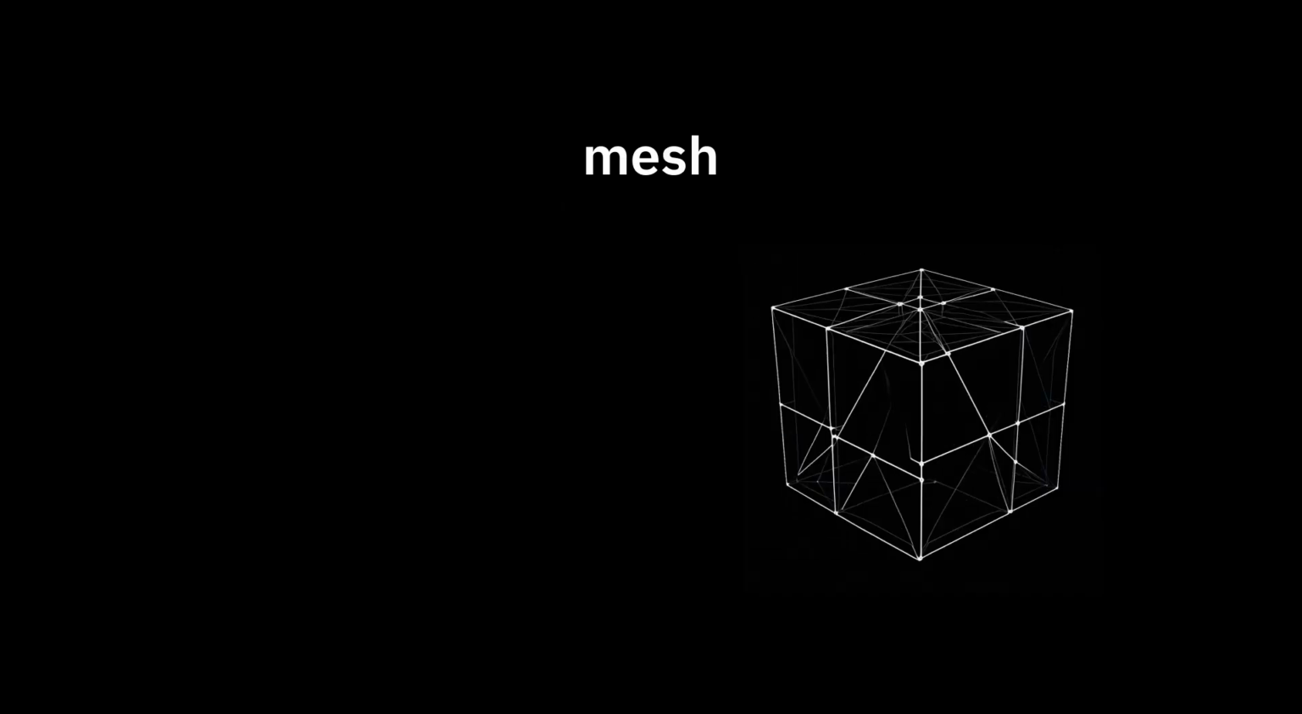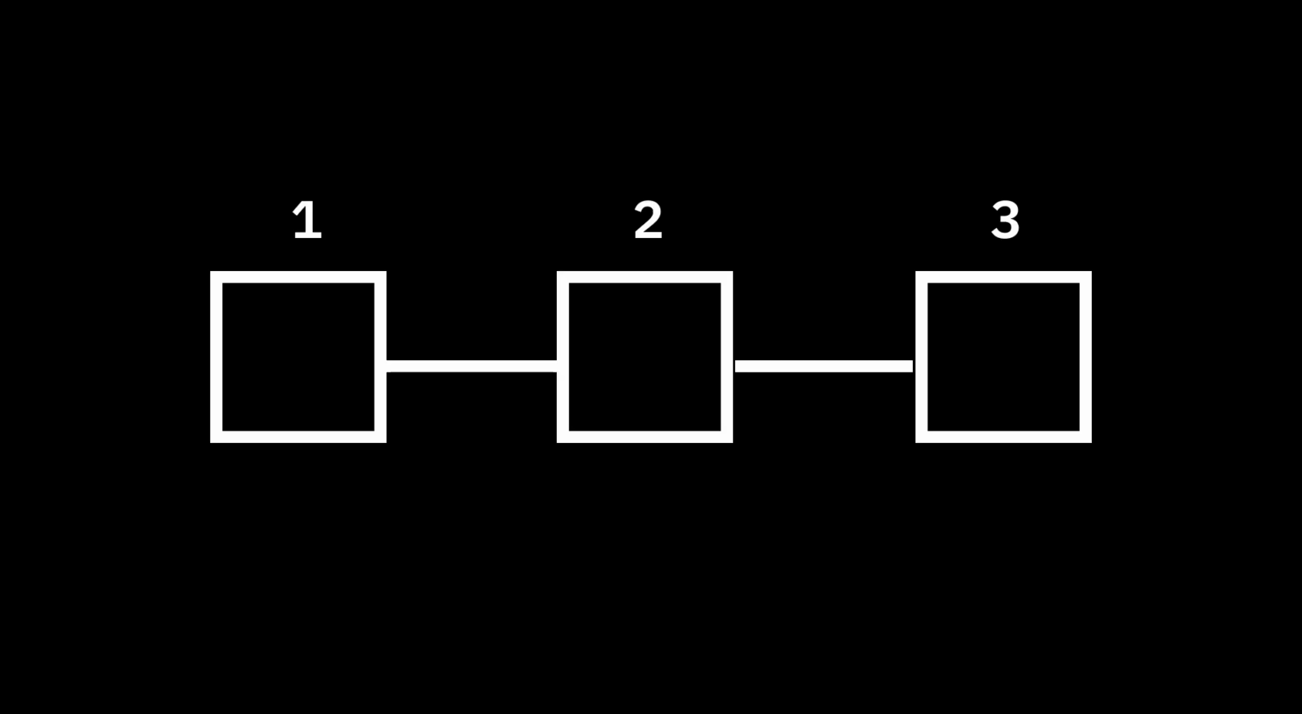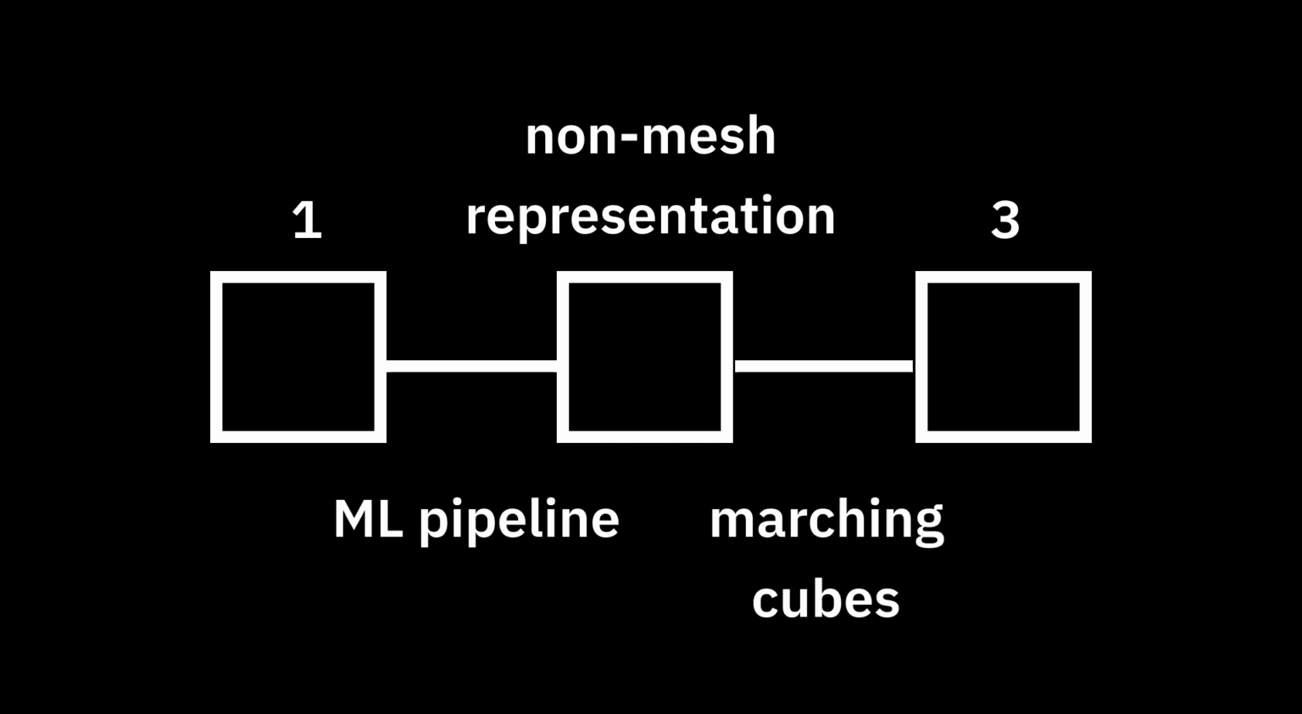A mesh is a collection of vertices, edges, and faces that define a 3D object. This is how nearly all 3D is represented in real-world applications today. But it turns out, this is pretty difficult for machine learning models, with most recent 3D research looking something like this, with a machine learning pipeline on this side that produces some non-mesh representation, and then Marching Cubes, an algorithm from 1987, converts it to a mesh.